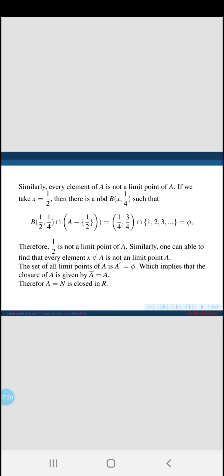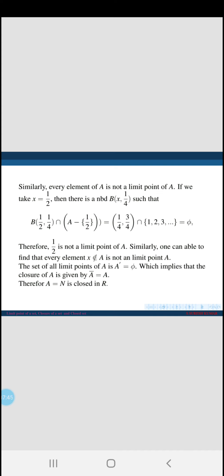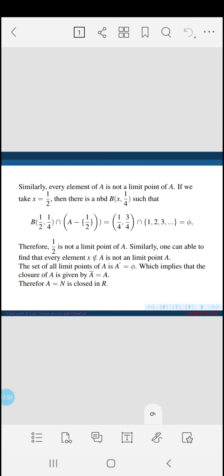How? There is a neighborhood of x, the open interval 1/4 comma 3/4, and its intersection with A difference singleton 1/2 is equal to the open interval 1/4 comma 3/4 intersection the set 1, 2, 3, etc., which is empty. Therefore 1/2 is not a limit point. Similarly, one can find that every element of R minus N is not a limit point of N. Therefore every element of R is not a limit point of N.